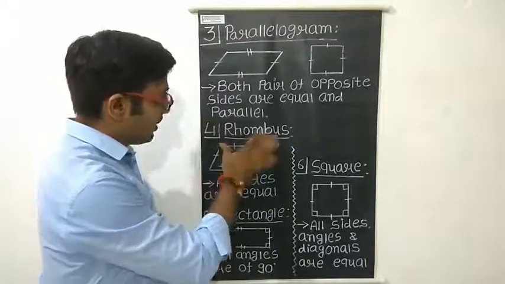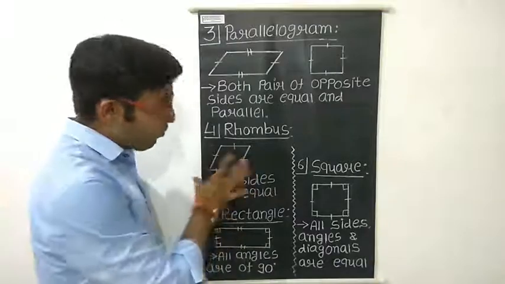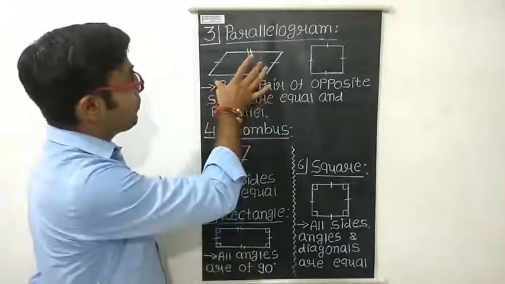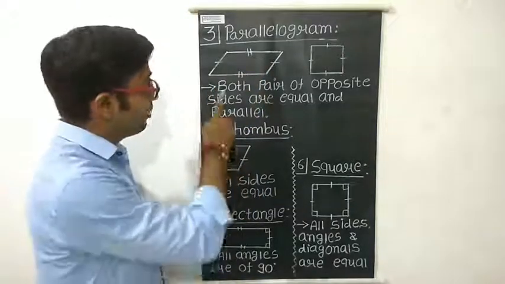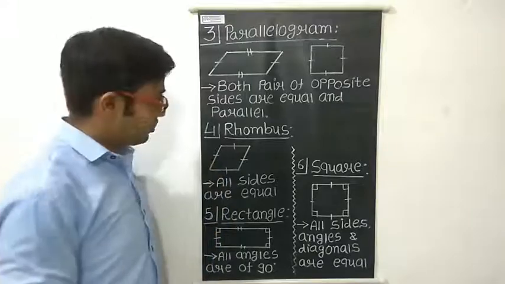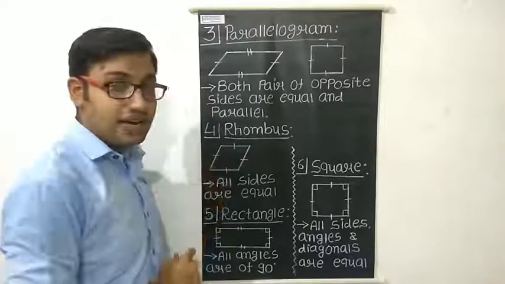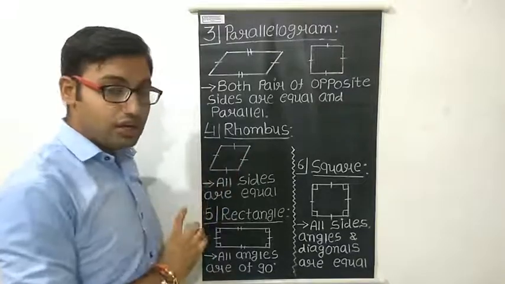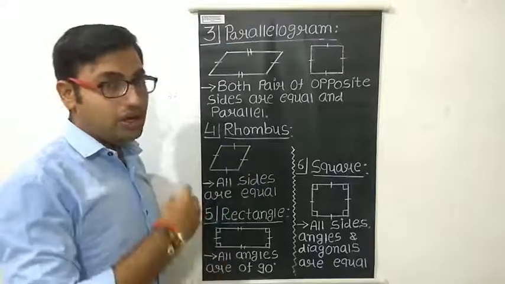Okay, the fourth shape is a rhombus. So what is the condition? The rhombus is a quadrilateral which has all the properties of the parallelogram. That is the first thing. So see that both pairs of opposite sides are equal and parallel. This side and this side are equal, also parallel. This side and this side are also equal and parallel.